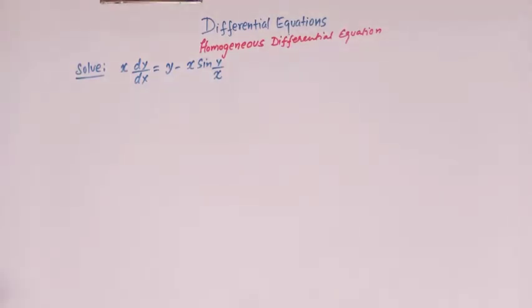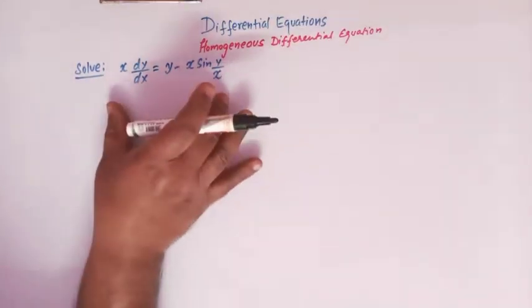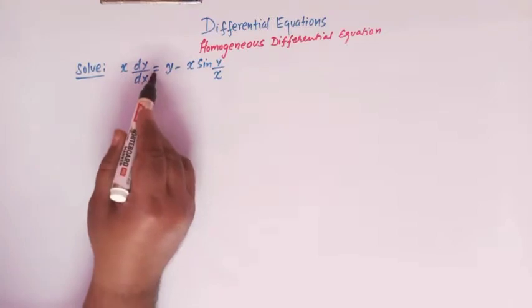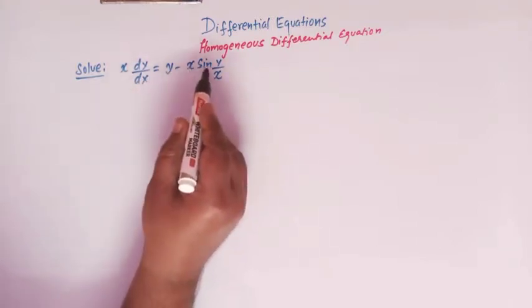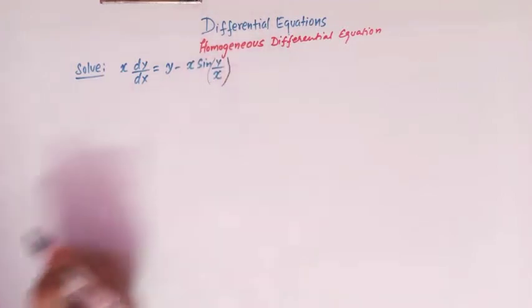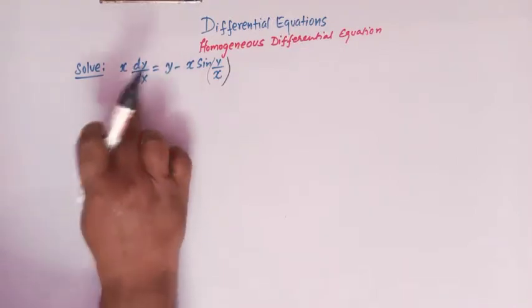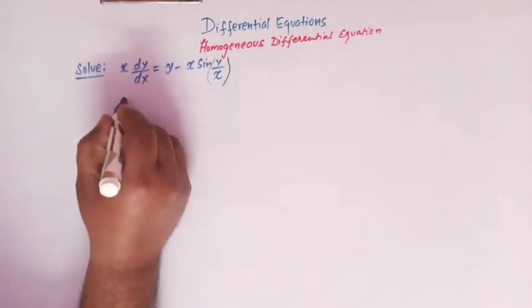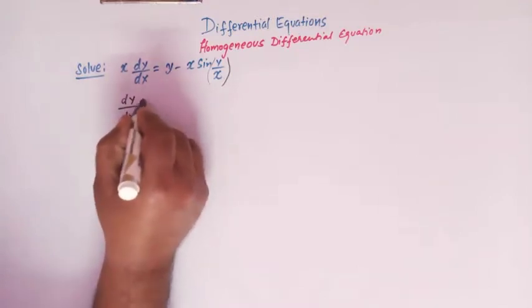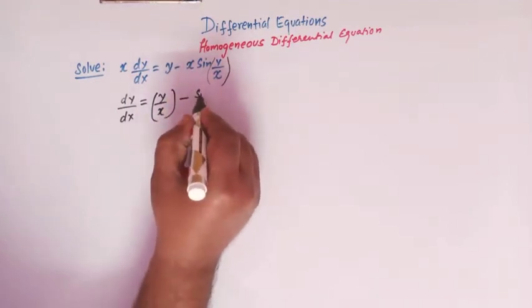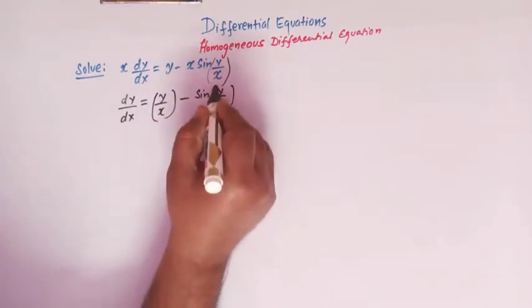Hello viewers, in today's class we are going to solve yet another problem from homogeneous differential equation. So here we have to find the general solution of this differential equation, that is x dy over dx is equal to y minus x sine y over x. Now if we divide both sides by x, then we have dy over dx is equal to y over x, and here this x gets cancelled, so we are left with sine y over x.